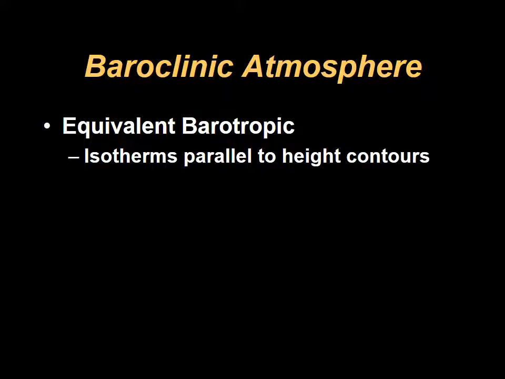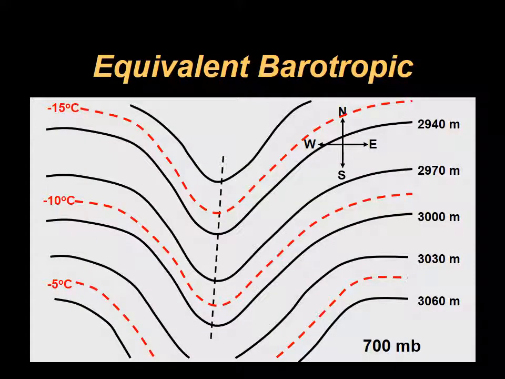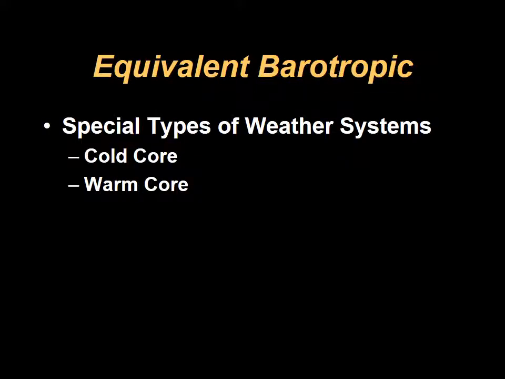Equivalent barotropic atmospheres means that the isotherms are parallel to the height contours, so there is no temperature advection. So looking at a weather chart, isotherms are parallel to the contours and there is no temperature advection. And we talked in a previous video about a special type of equivalent barotropic atmosphere: cold core systems. We looked at cold core lows and cold core highs. Now we're going to look at warm core systems.